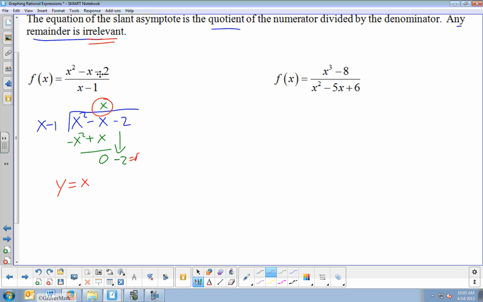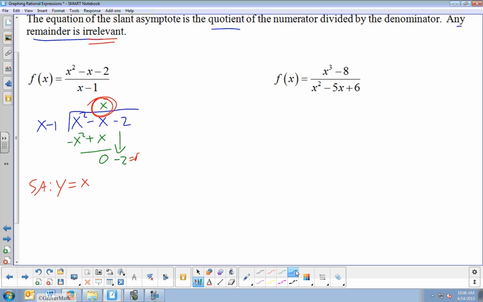But let's just focus on the slant for the video, and then we'll do all of it in class. All right, horizontal asymptote, top heavy, no. Top heavy by exactly 1 higher, so that means yes, there is a slant asymptote. All right, and this would be our SA, and it's y equals whatever you get up here.